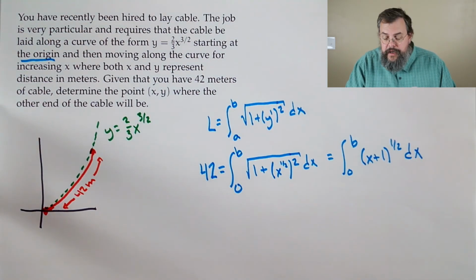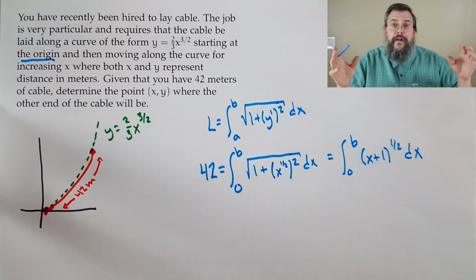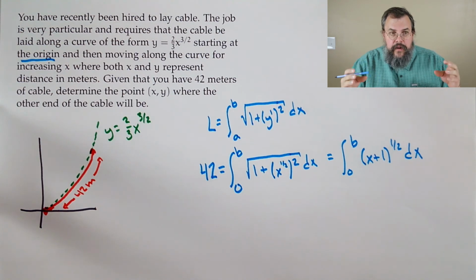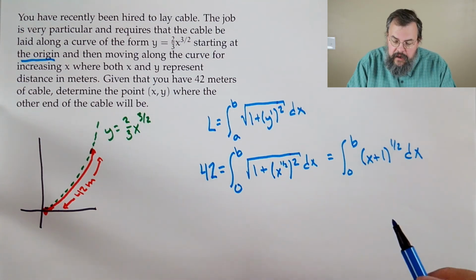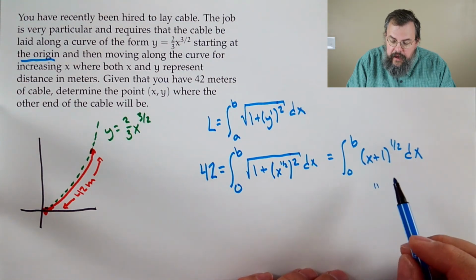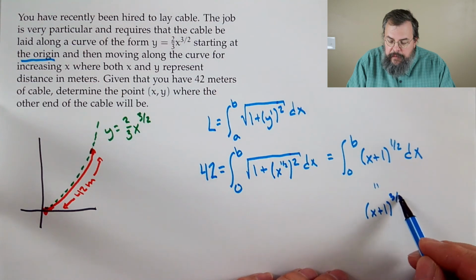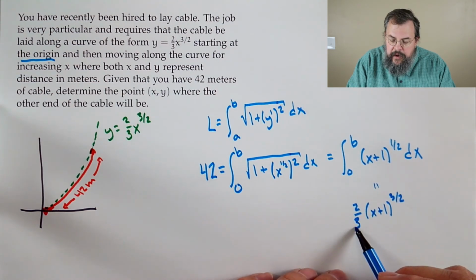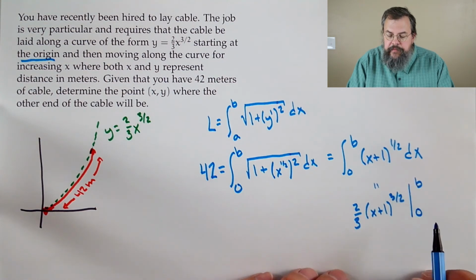Okay, we can make progress. This is actually a very easy integral. The square root really poses no problems at all. And so we say, all right, let's integrate. And when we integrate, well, what would we get? We add 1, so that'd be to the 3/2 power, and then we multiply 2/3 in front. Evaluate that from 0 up to b.